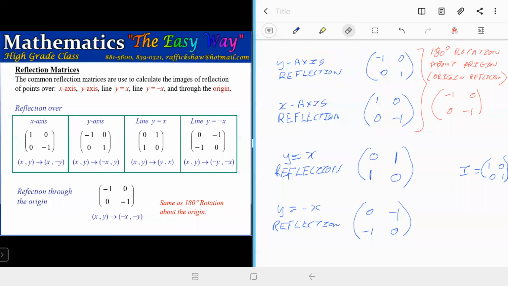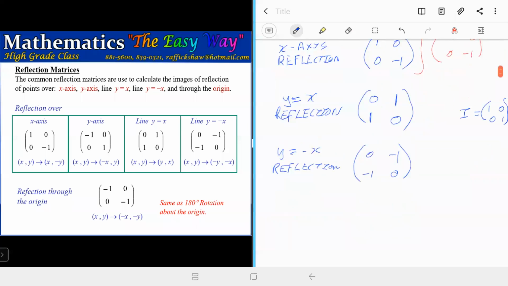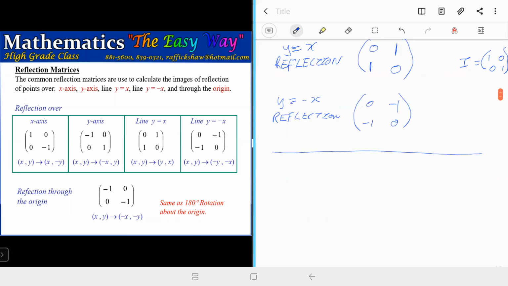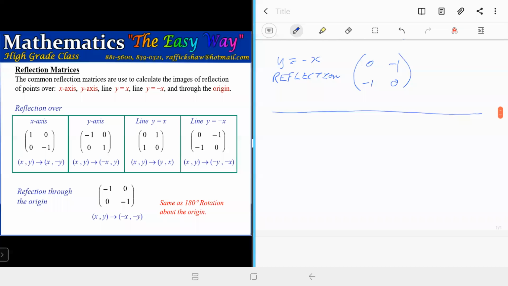Let me show you the rotation ones now. And this is rotation about the origin, meaning that the origin is the center of the rotation.